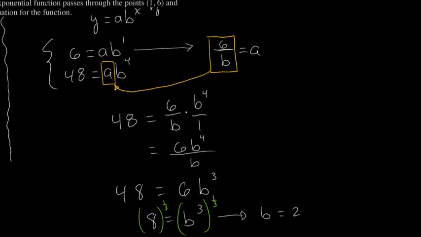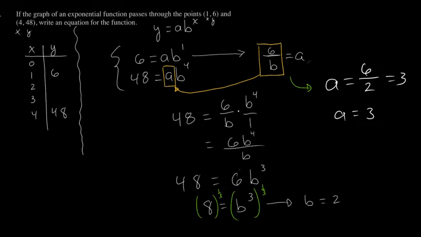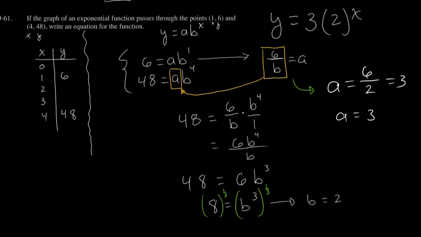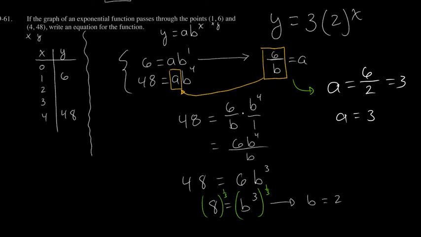Well, a is going to be pretty easy to find, right? Because remember, oh, look at this. Isn't this delightful? This says a is 6 divided by what b is. Well, b was the number 2, so 6 divided by 2 is 3. So we have both parameters. We now know that a is 3 and b is 2, so we can write our answer. Our answer is y equals 3 times 2 raised to the x power.